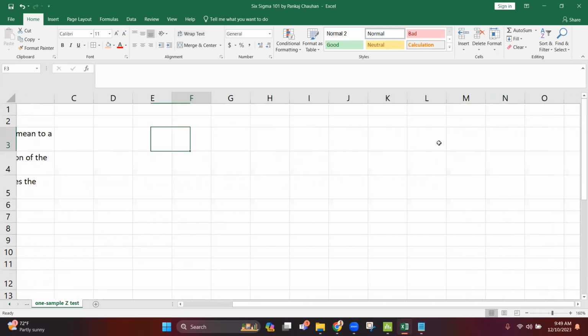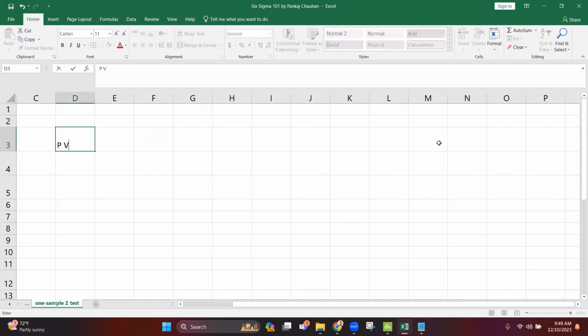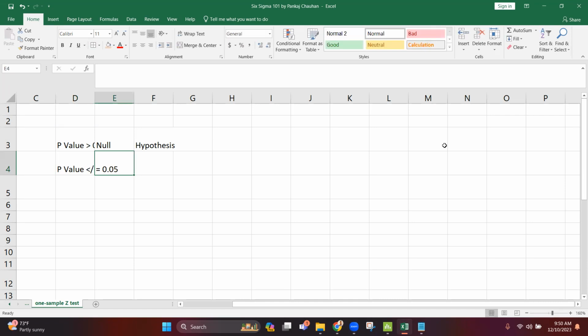Let me explain. If the p-value is greater than 0.05, then it's the null hypothesis, which says there is no difference. And if the p-value is less than or equal to 0.05, then we say this is the alternate hypothesis and there is a difference. This is the way we will be comparing these.